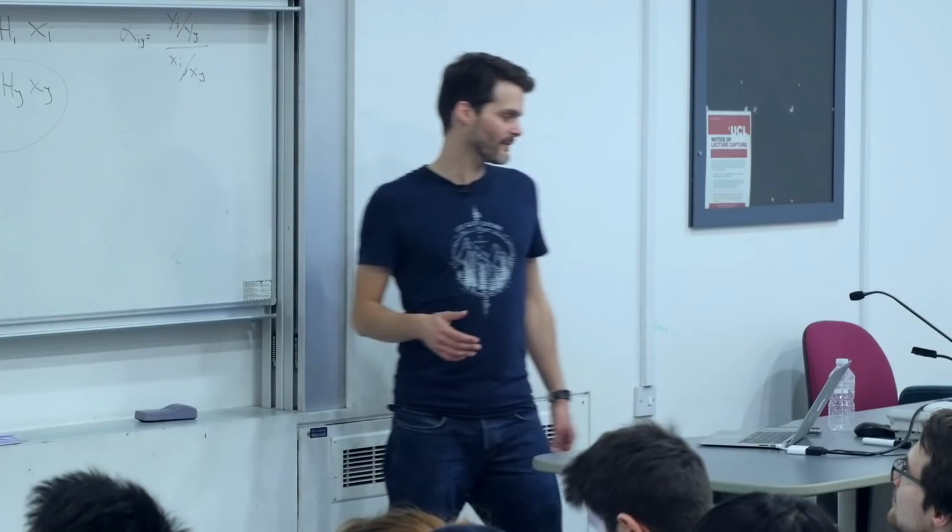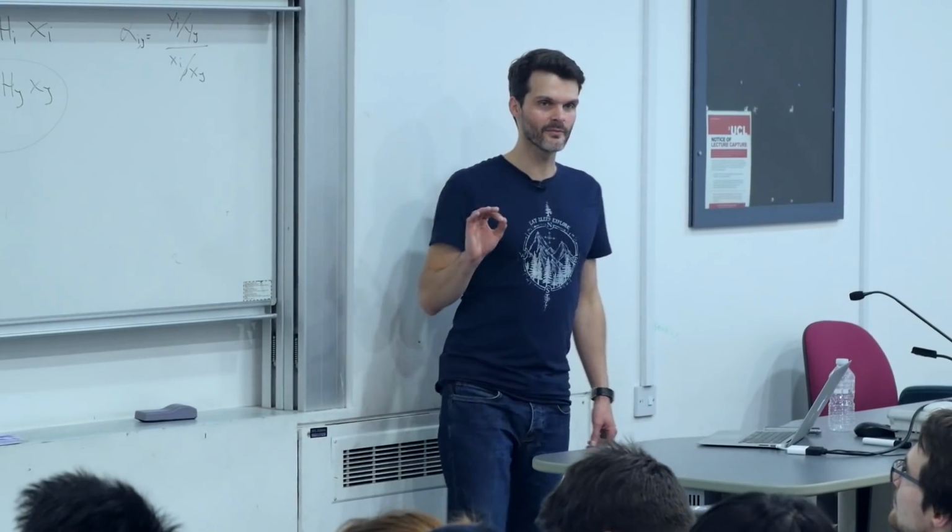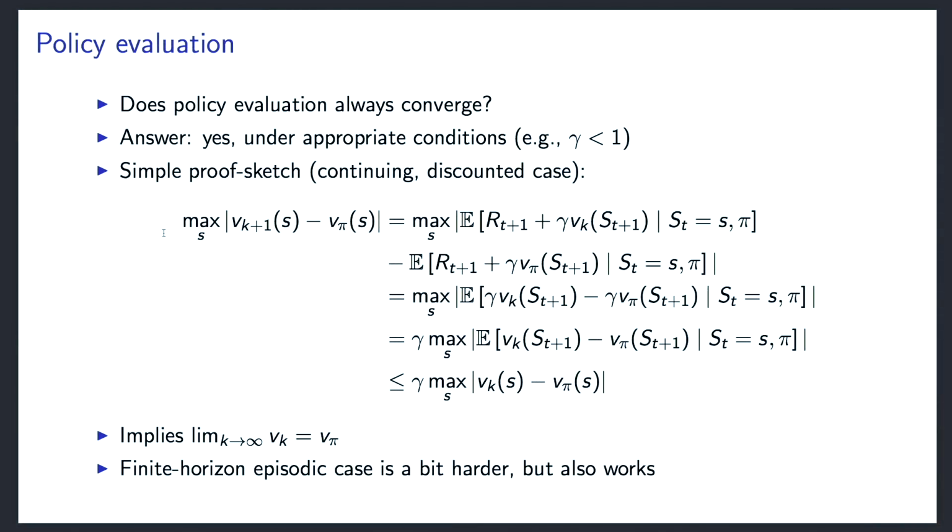So it's useful to step through that, and what I have here is essentially a short proof sketch that this is a sound algorithm. So the question here is, does this converge? When I say converge, I mean, does it eventually find the true values? And the answer is yes, under appropriate conditions. And one such condition that helps it converge is when your discount factor is lower than 1, which is what I use here in the proof sketch. And I'll step through this.